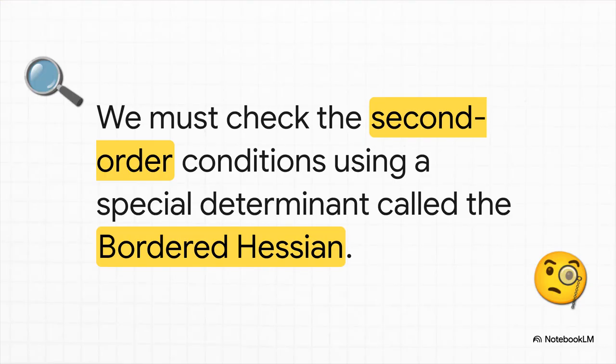Well, to figure that out, we have to check what's called the second-order conditions. We use a tool for this called the bordered Hessian. Yeah, I know, it sounds super intimidating, but the basic idea is actually pretty straightforward. It just looks at the curvature of our function right at our solution point to tell us if we're on a peak or in a trough.